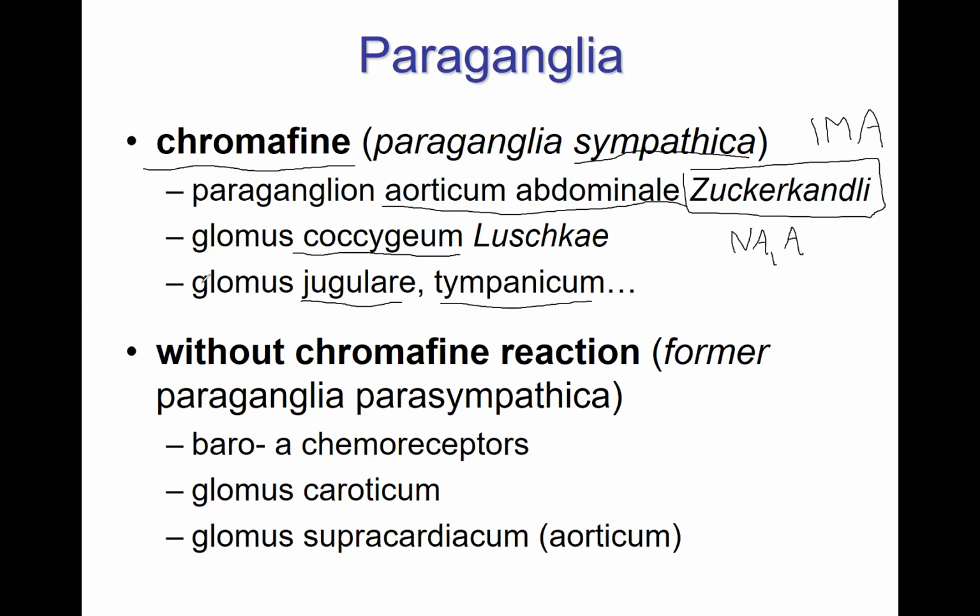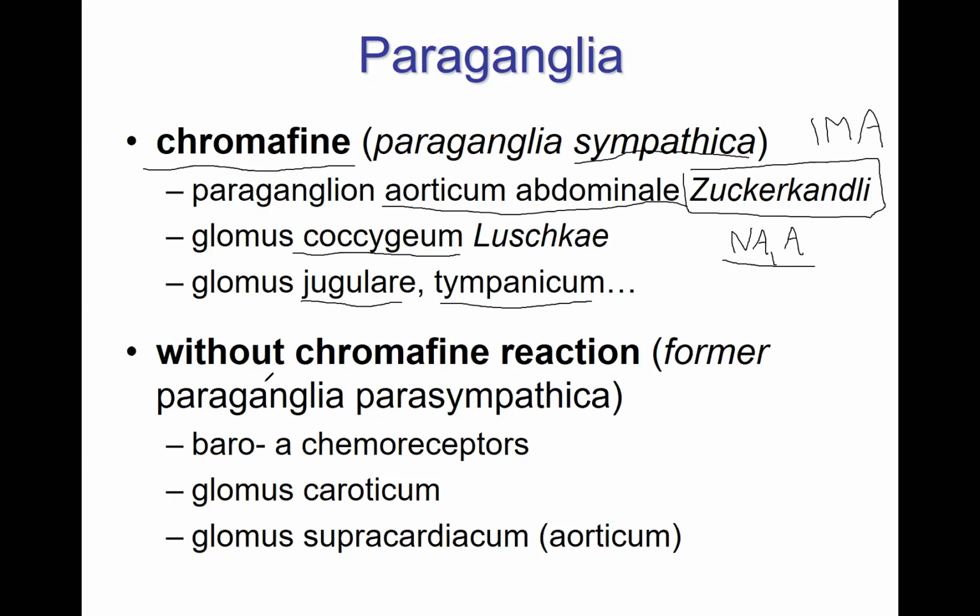These structures, as I said, are important in the fetal period and early childhood, but they can change into tumors. Yeah? So their tissue can be metaplastic and a tumor can develop here, and the tumor is then hormone active, producing noradrenaline and adrenaline, and it's quite a malignant tumor. So paraganglioma exists, and you should know where the paraganglia are located. As I said, Zuckerkandel's aortic abdominal paraganglion close to the inferior mesenteric artery, coccygeal in front of the coccyx, and jugular and tympanic in the jugular foramen and tympanic cavity, very small structures.